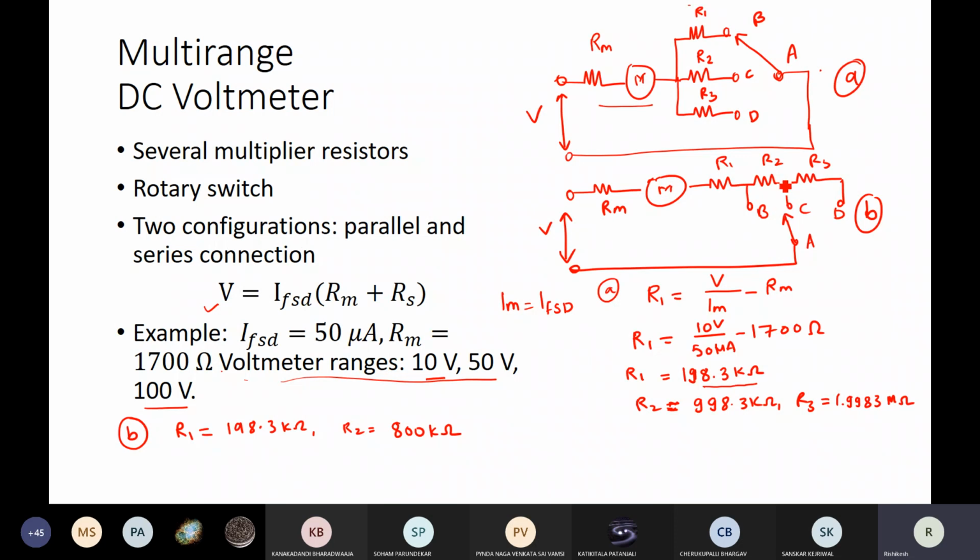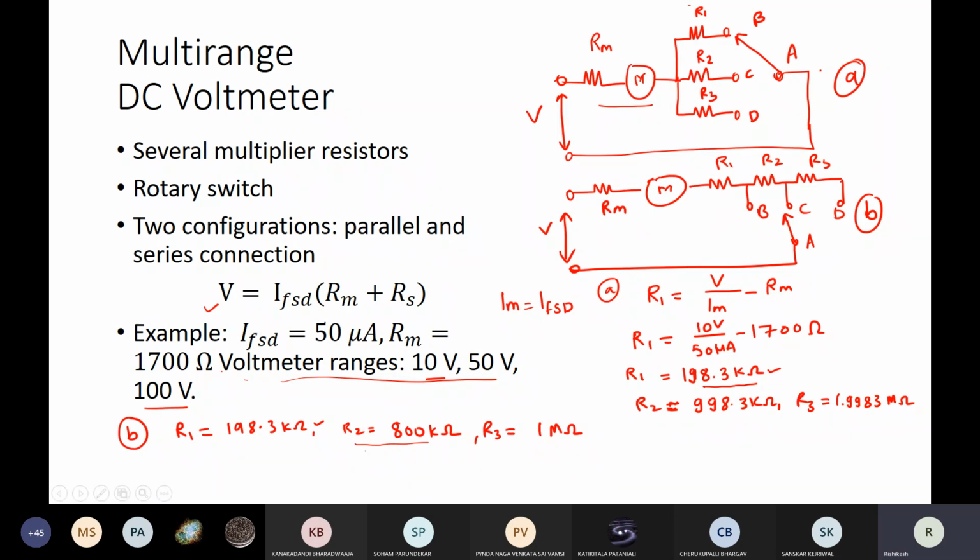Why? Because in the calculation of R2, you need to do 50 volt divided by 50 microampere, which is 1 mega ohm, minus R1, because they come in series. So the combination will be R1 plus R2. And how much is R3? 1 mega ohm. You see the difference here: apart from this resistance, these two resistances come out different because of the change in configuration.